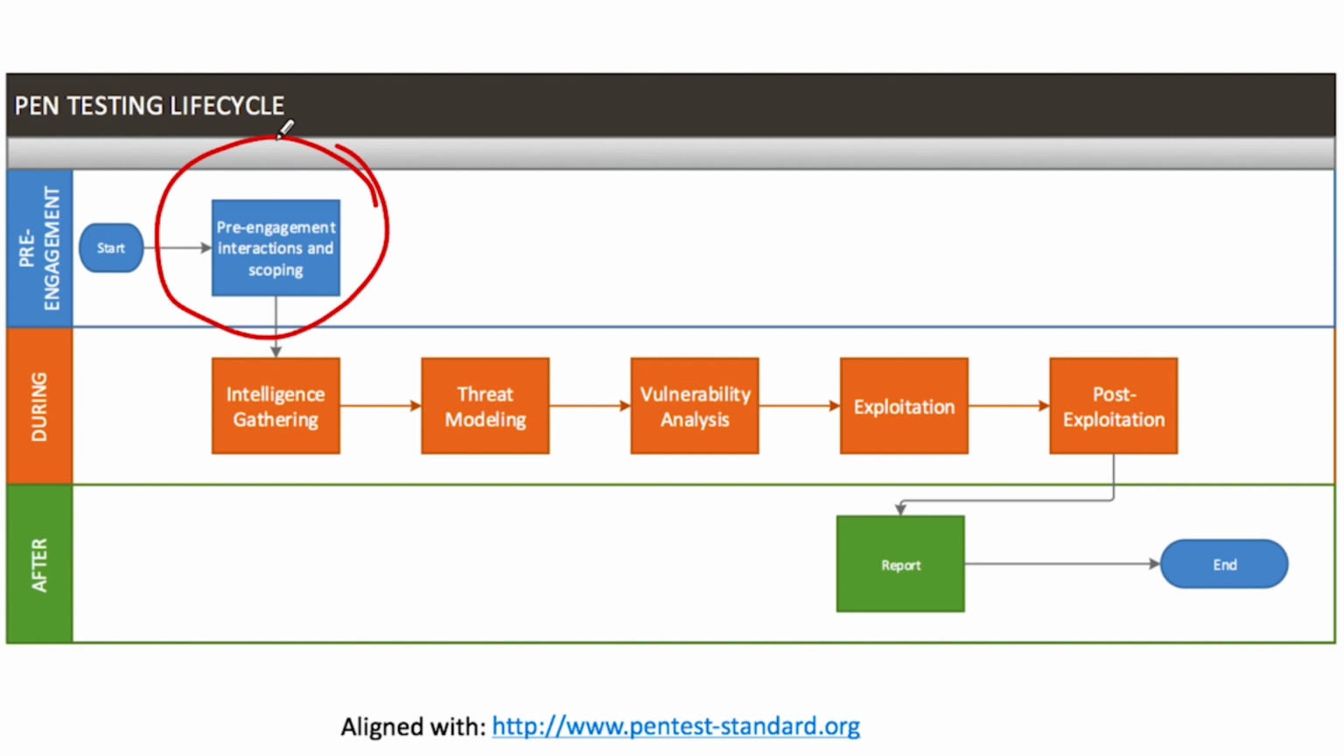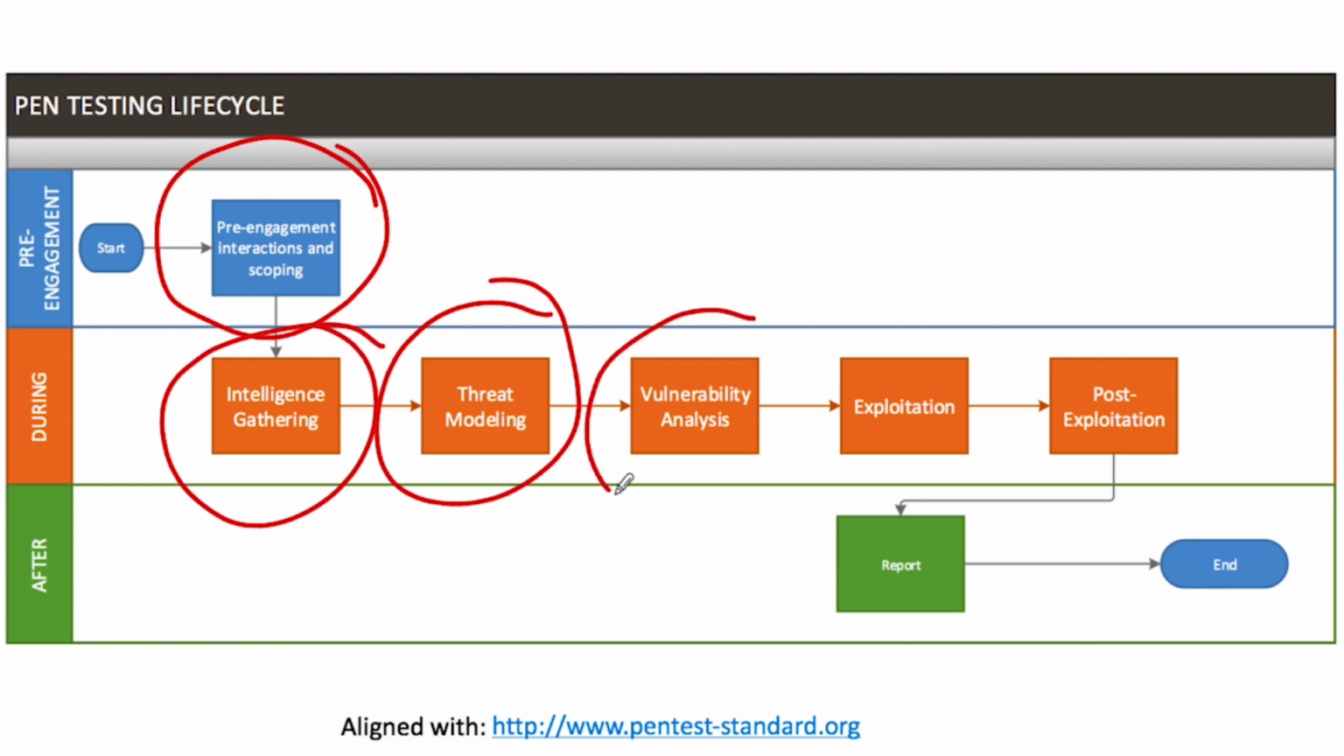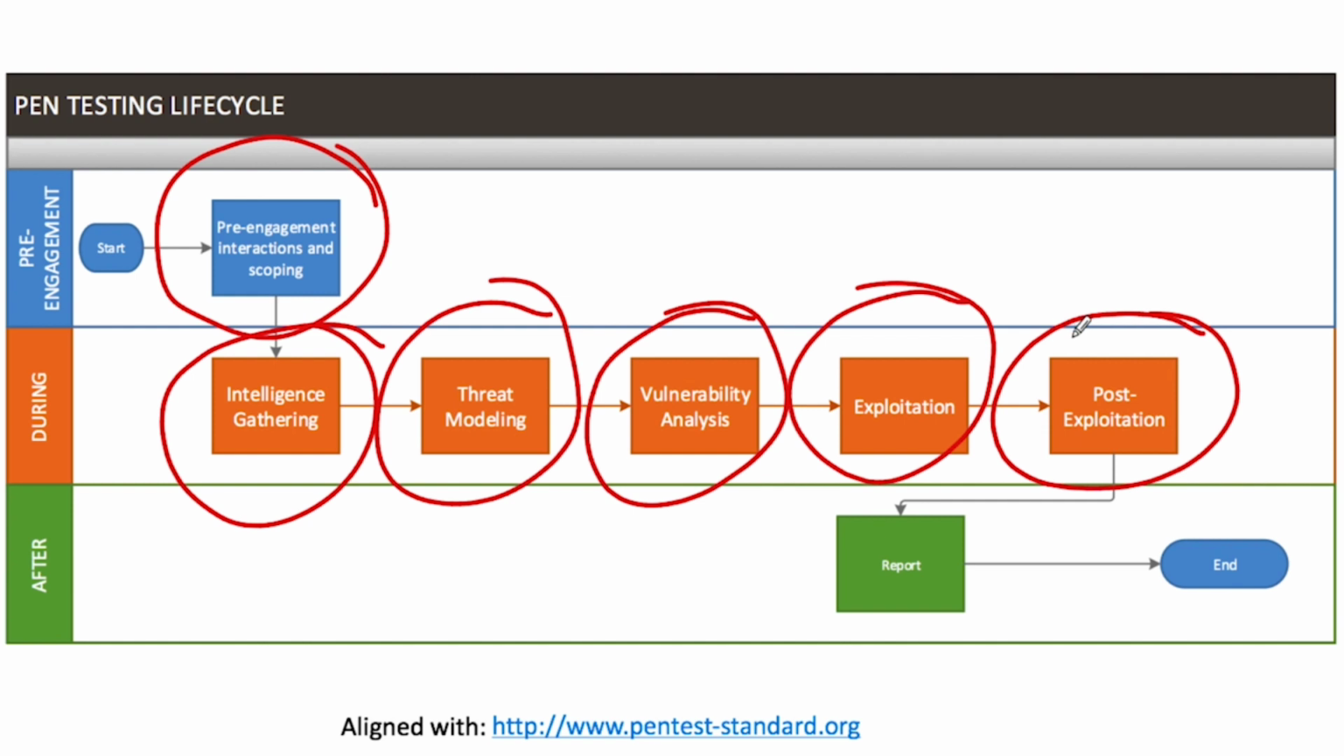They also cover the rules of engagement. They go over how to define a scope and why it's important within your penetration testing engagement. Then they go into the intelligence gathering phase, and then threat modeling. And that's where you get a better understanding of the systems and the organization that you're performing the pen test on. Then you move into the vulnerability analysis, exploitation, and post-exploitation phases.